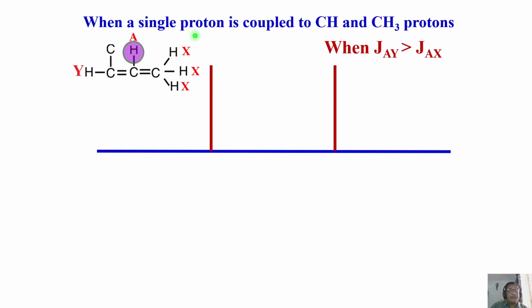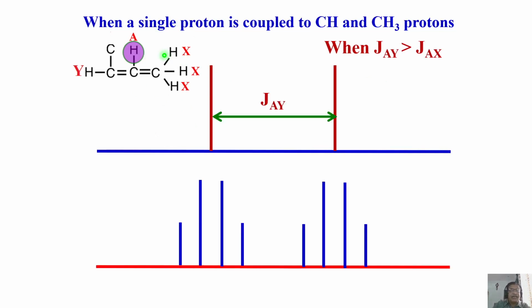Now, this also experiences coupling with CH3 protons. These are equivalent protons. Apply the 2Na+1 rule. Each line of this doublet will split into a quartet. You understood how the methyl group splits by 2Na+1; we have already discussed it several times. What is this quartet separation? This separation gives me AX coupling, and the center of this quartet gives you JAY.